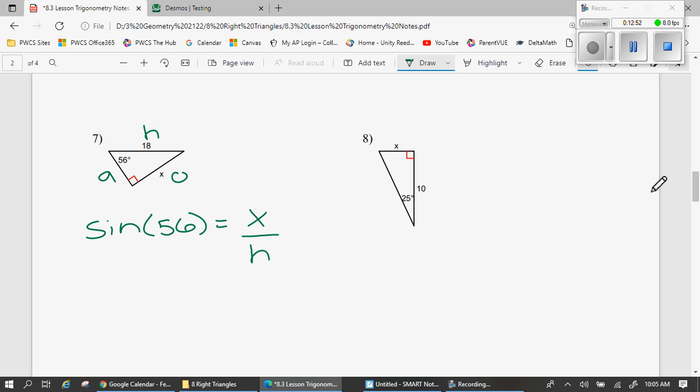So what I want you to do actually is just finish solving this one. Pause it and finish solving this one. So use your calculator to figure out sine 56 and solve for x. And let me fix this mistake. I wrote h for hypotenuse when I wanted to write 18 because that's how long the hypotenuse is. So pause here, finish solving this one, and then press play for the answer.